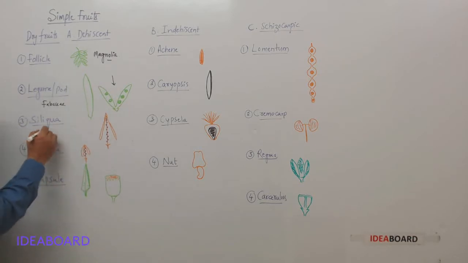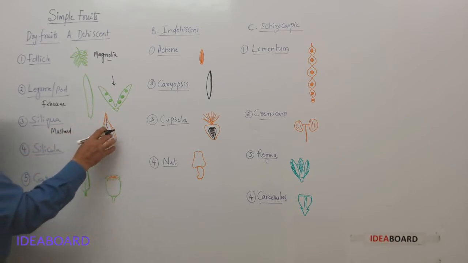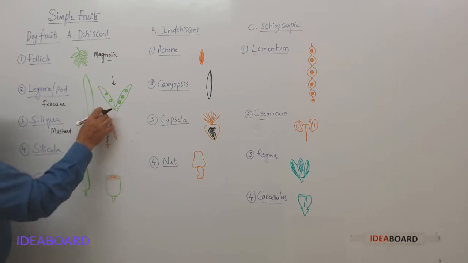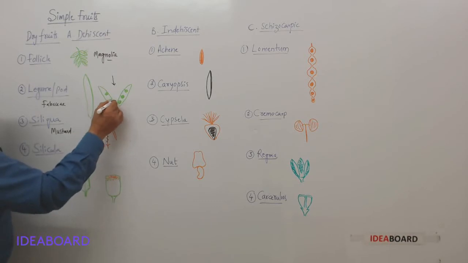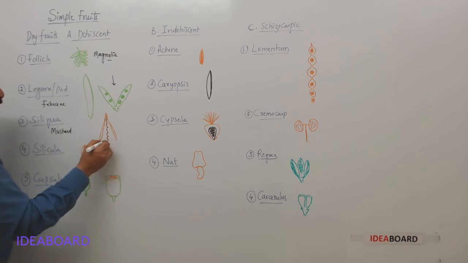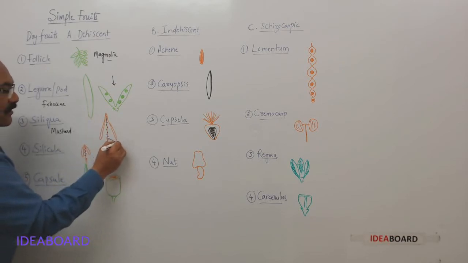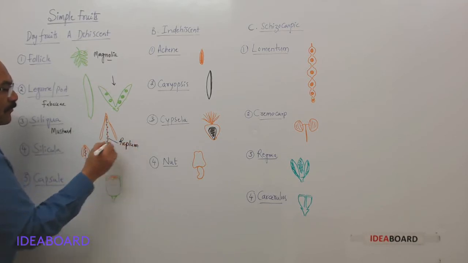And the siliqua is the characteristic fruit of the Brassicaceae family, and I am taking mustard here. You can see that this also splits open on both sutures, but ascendingly. But of course, you remember that here the two halves are carrying the seeds, but here the seeds remain attached to one axis, which is called the false septum, or technically called the replum.